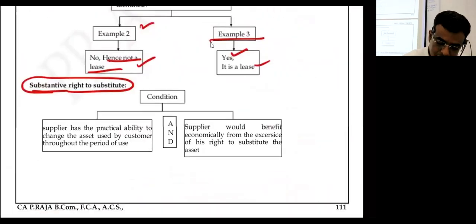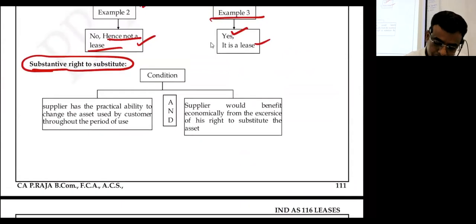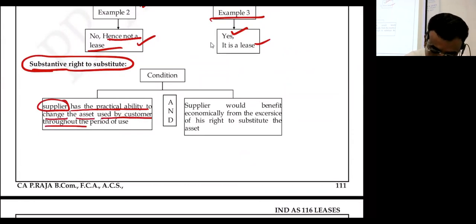Okay. Either based on the substantive right to substitute. Now listen. The supplier has the practical ability to change the assets used by the customer throughout the period of use. That supplier has the practical ability to change the assets used by the customer throughout the period of use.